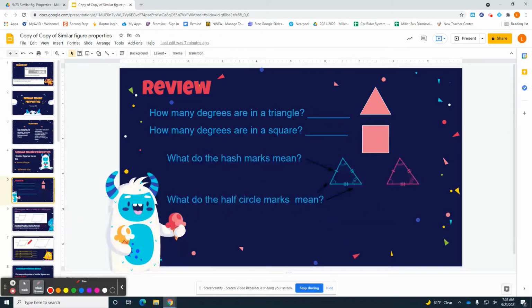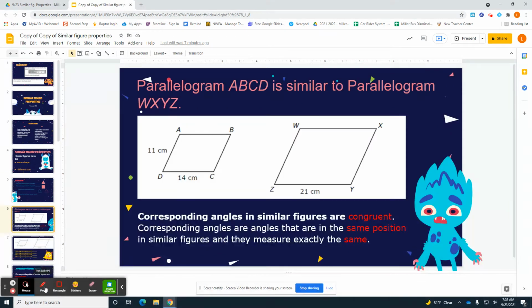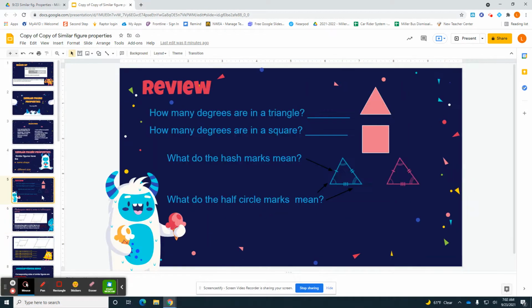All right, moving on to our next one. On your notes, it says parallelogram ABCD is similar to parallelogram WXYZ. Corresponding angles in similar figures are congruent. Yes, angles that are corresponding are congruent. If you took this shape and slid it over here, these lines would line up. That's why on the previous slide I showed you that these are equal or congruent.